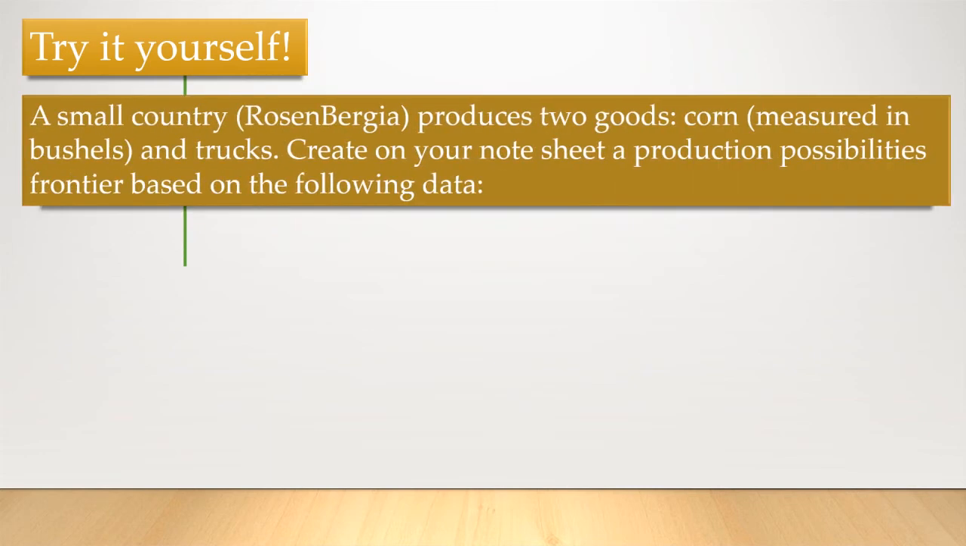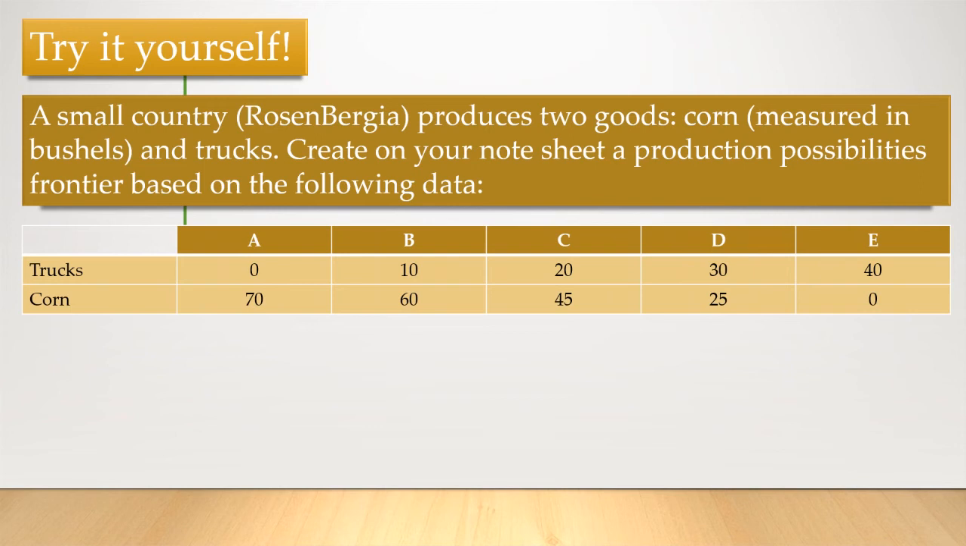So I'm going to ask you to give it a try for yourself. On your notes, just create an X and Y axis for your own production possibility frontiers. And let me give you the data. Let's take a small country. Let's call it Rosenbergia. And that country produces two goods. One is corn, measured in bushels. How much corn is in a bushel, I have no idea. And you can create trucks. So on your note sheet, make a production possibilities frontier based on the following data that I'm sharing with you now.